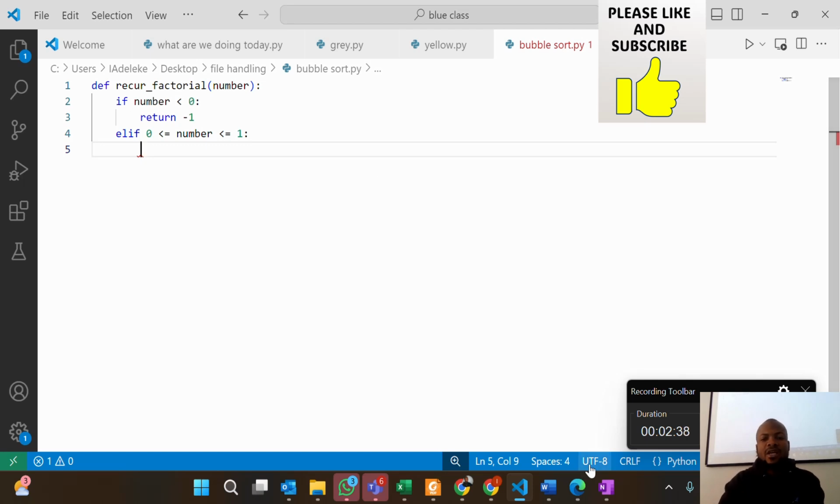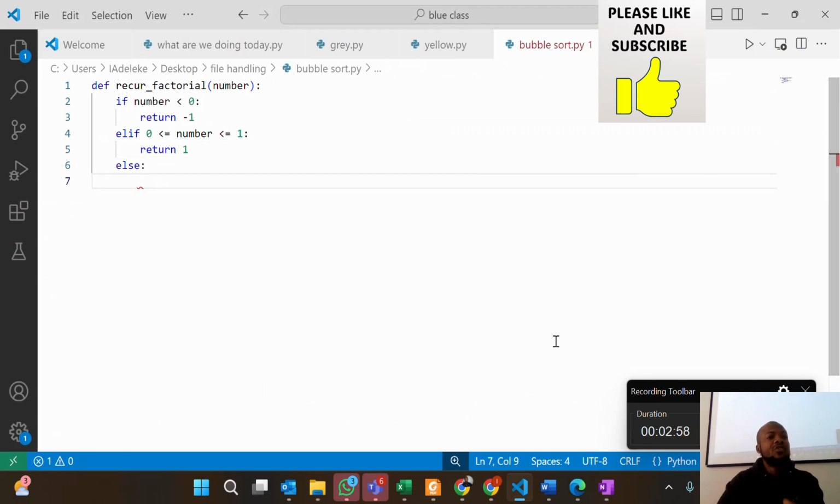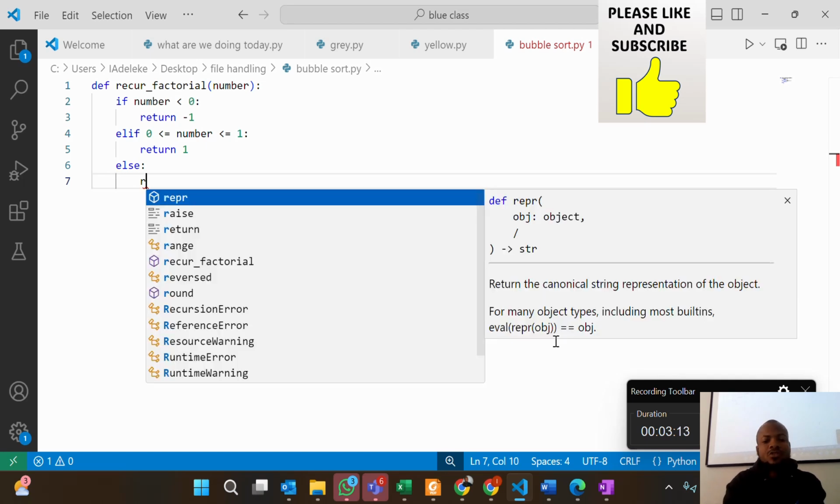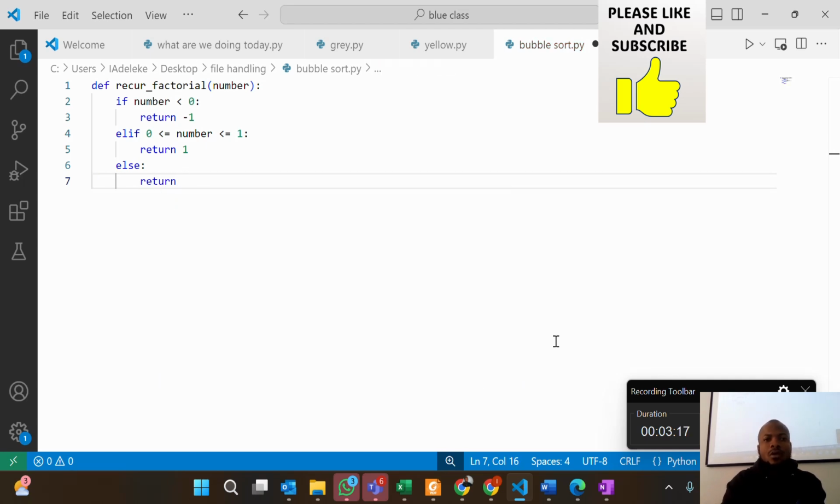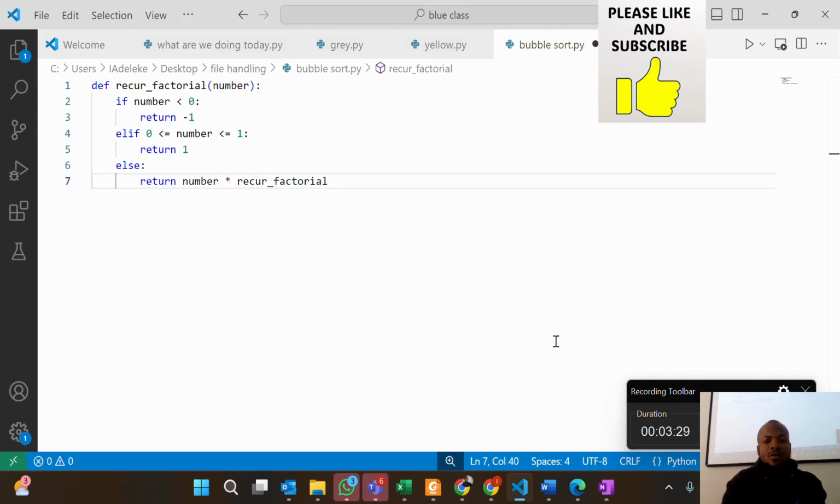Okay. Now, after getting this, then we can now write that you return 1. Can you remember? Because if it is 0 or 1, what should you return? 1. Is that understood? Now, else, that is if it is more than 1, isn't it? You now find the factorial, or you call the function at that point. So you return number multiplied by the factorial of n minus 1, isn't it? And what is that factorial? The function. Recursive factorial of number minus 1. Is this understood? Yeah. Good.